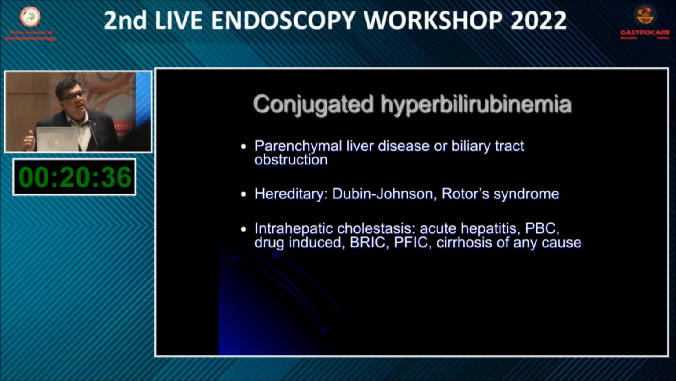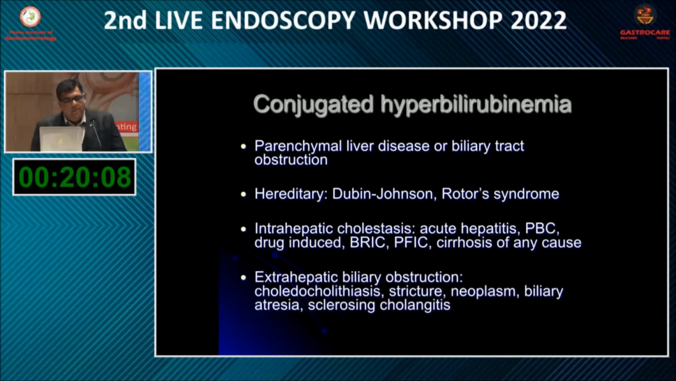This can happen in alcoholic hepatitis. This can happen in all acute hepatitis like hepatitis A, hepatitis E. It can happen in drug-induced hepatitis and rare cholestatic disorders like primary biliary cholangitis or primary sclerosing cholangitis, PFIC, BRIC. These are all rare disorders. Remember, you can get cholestasis in any cirrhosis. Anybody who has got advanced cirrhosis can have intrahepatic cholestasis.